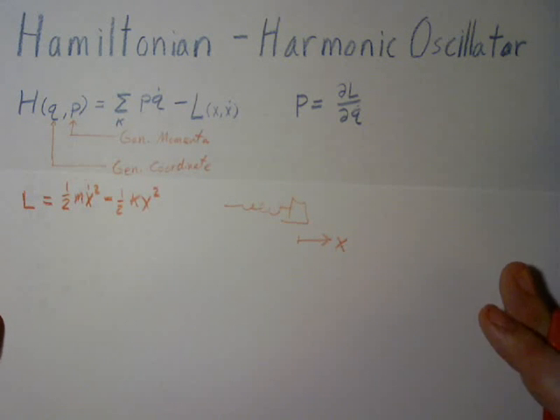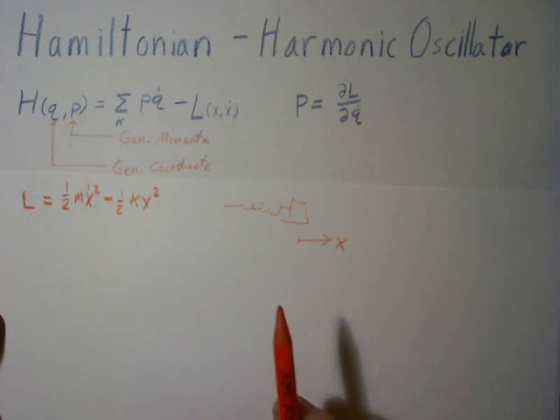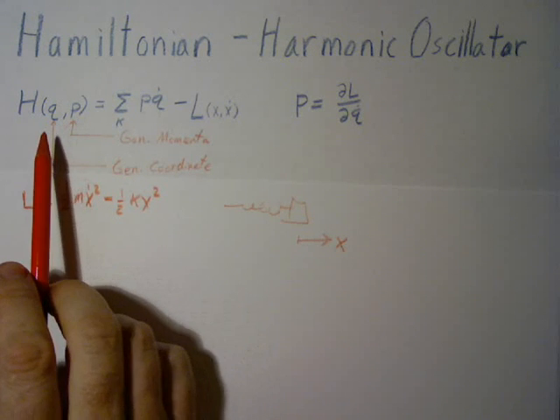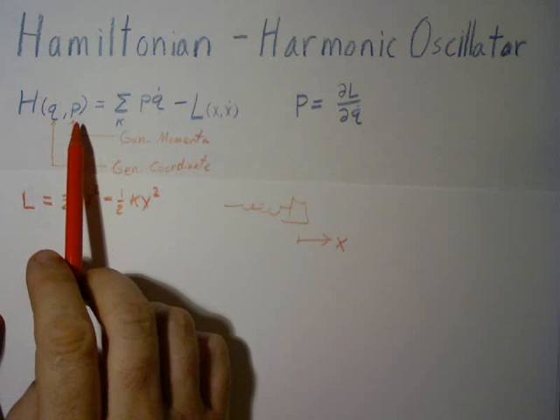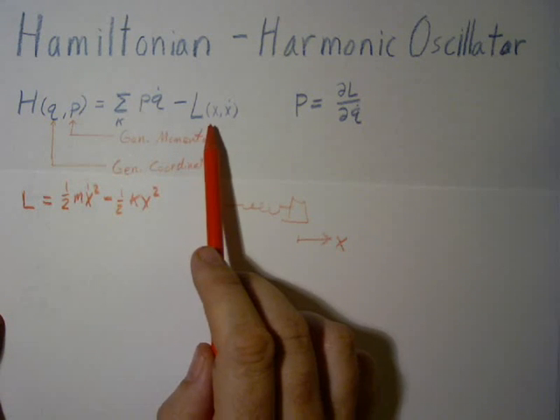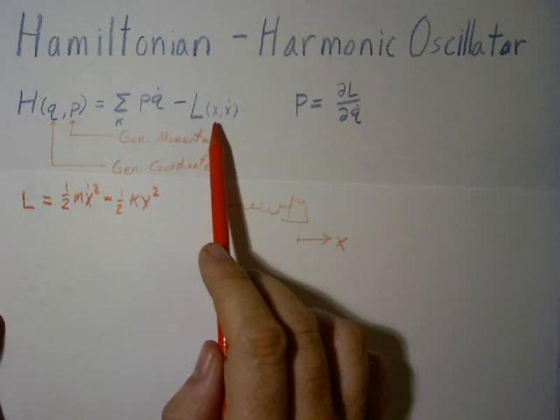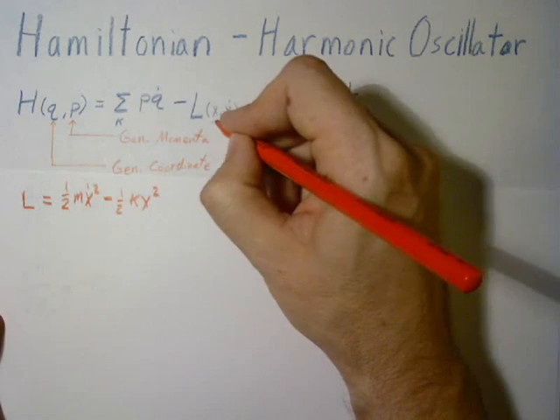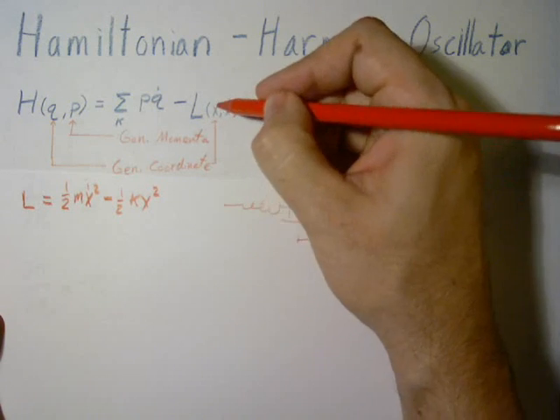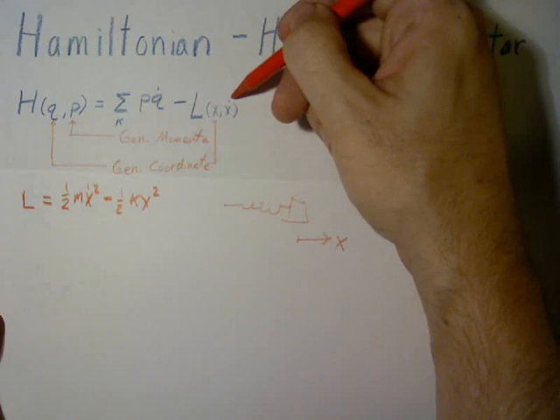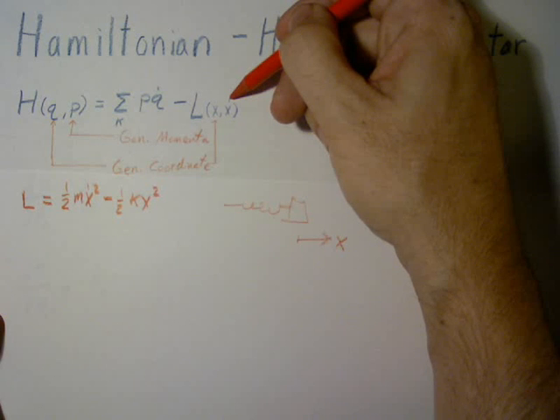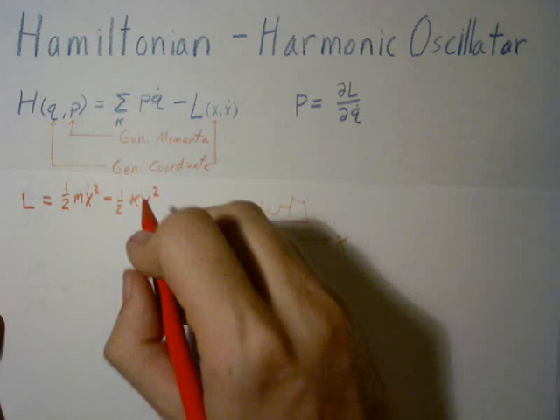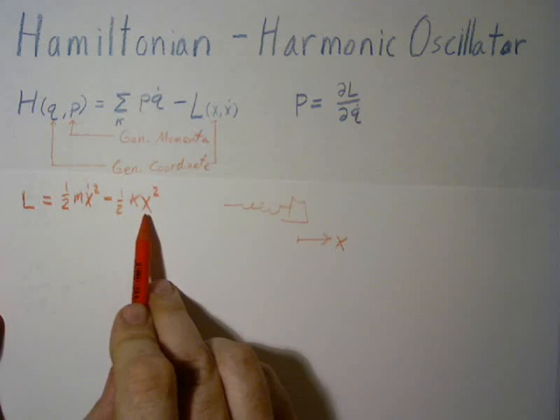Now, one thing to notice about the Hamiltonian is that it's written in terms of the generalized coordinate and the generalized momenta. In contrast, the Lagrangian is written out in terms of the generalized coordinate. I wrote out x, but we could have just as easily written q, and x dot, not the generalized momenta. Hence, our Lagrangian is in terms of x and x dot.